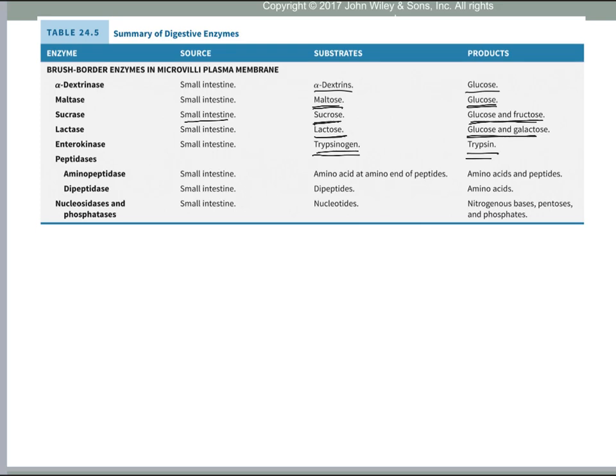Of our peptidases, we have aminopeptidase and dipeptidase. These guys are breaking apart dipeptides, amino acids, and amino acids at the amino end of the peptides, breaking them into amino acids and peptides. Lastly, nucleosidase and phosphatases. These guys are going to be breaking apart nucleotides into their nitrogenous bases, pentoses, and phosphates.